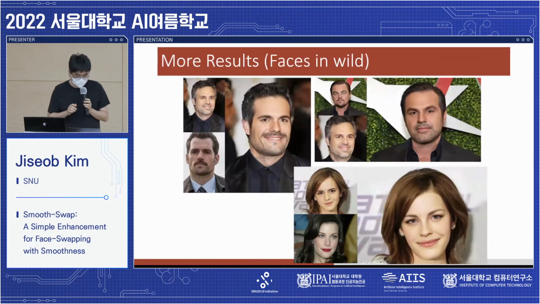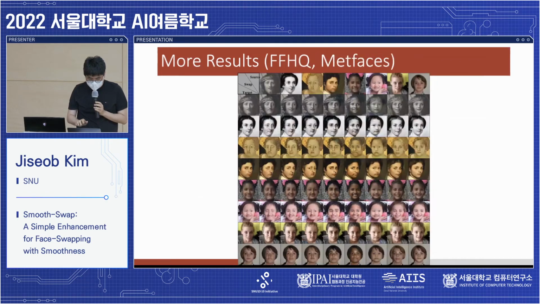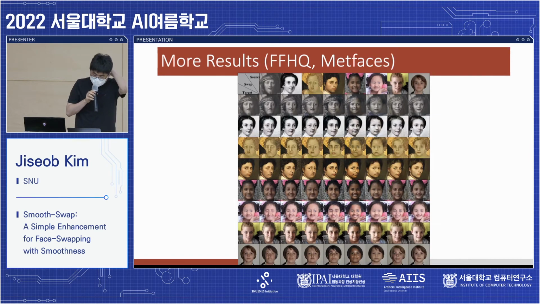And these are some of the results for faces in the wild. This is the target image, and this is the source image, and the large image is the swapped result. And without any further training, we also applied this model to the MetFaces dataset, which is composed of oil paintings. The model was never trained for this kind of data, but it actually performs quite well.